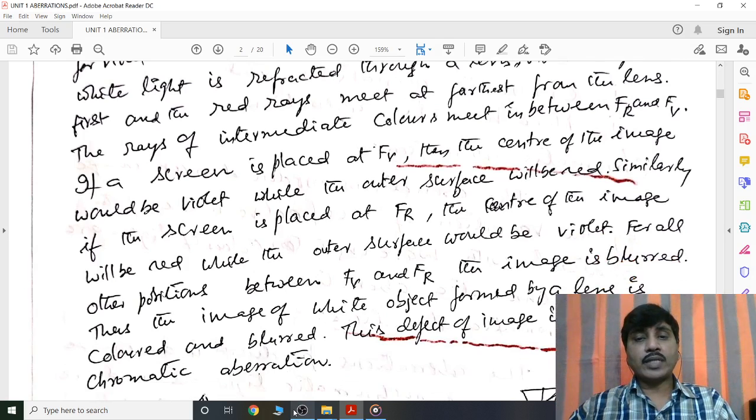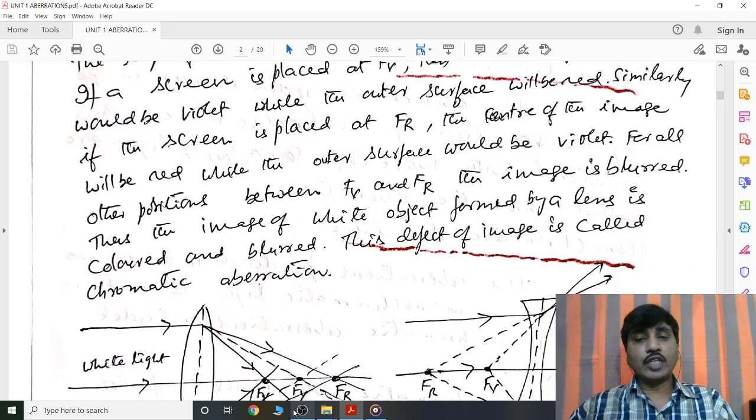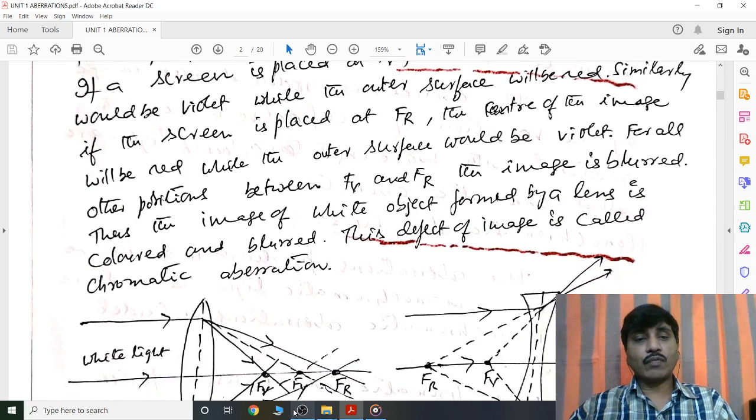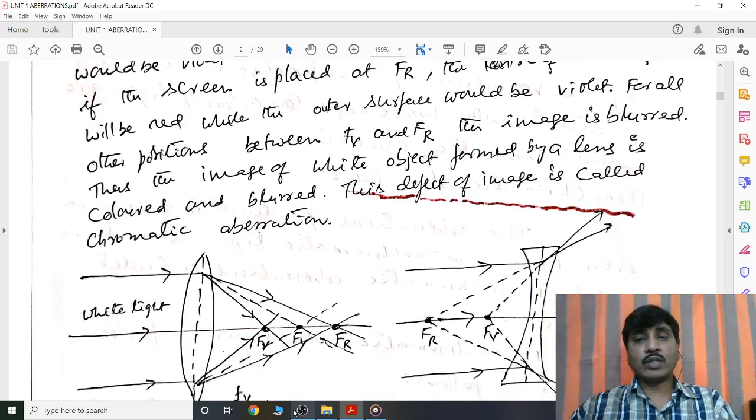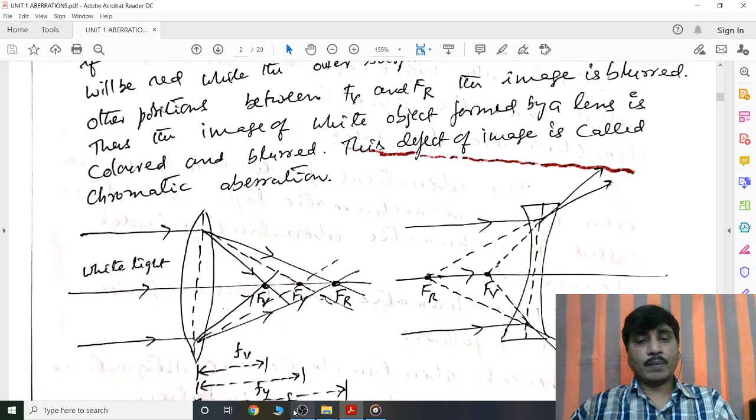If a screen is placed at FV, then the center of the image would be violet while the outer surface will be red. Similarly, if the screen is placed at FR, the center of the image will be red while the outer surface would be violet. For all other positions between FV and FR, the image is blurred. Thus, the image of a white object formed by a lens is colored and blurred. This defect is called chromatic aberration.